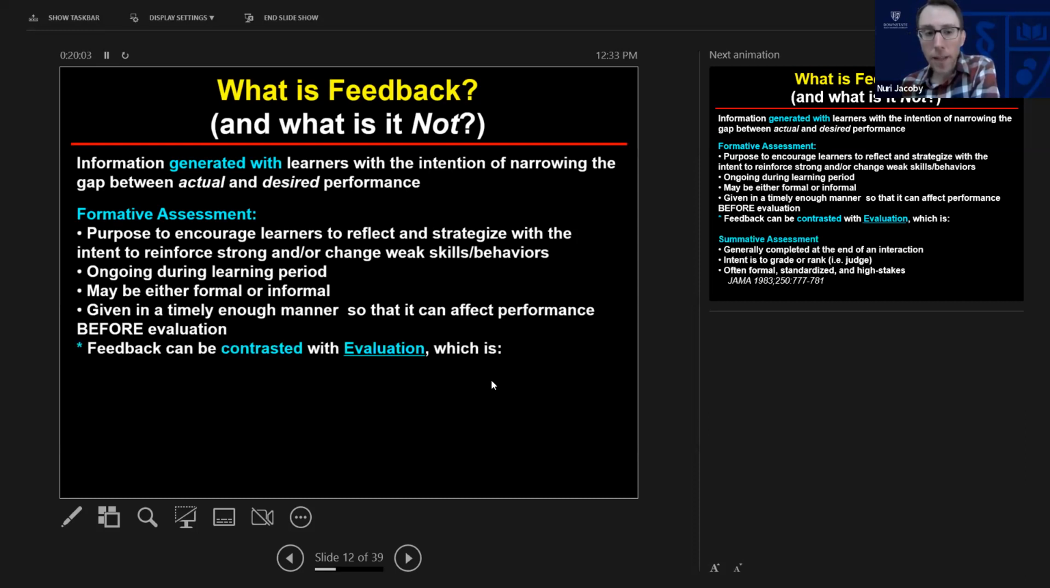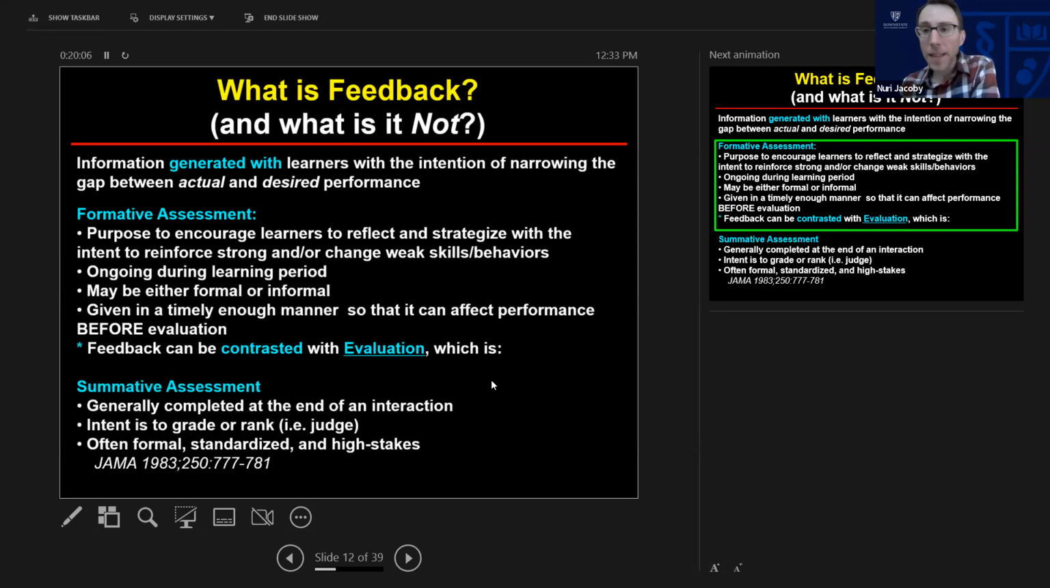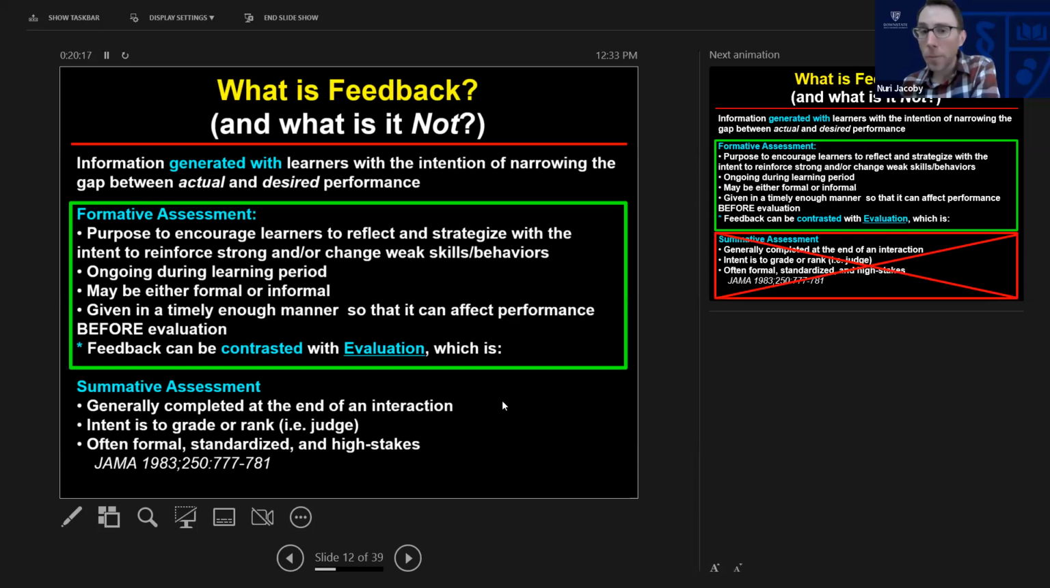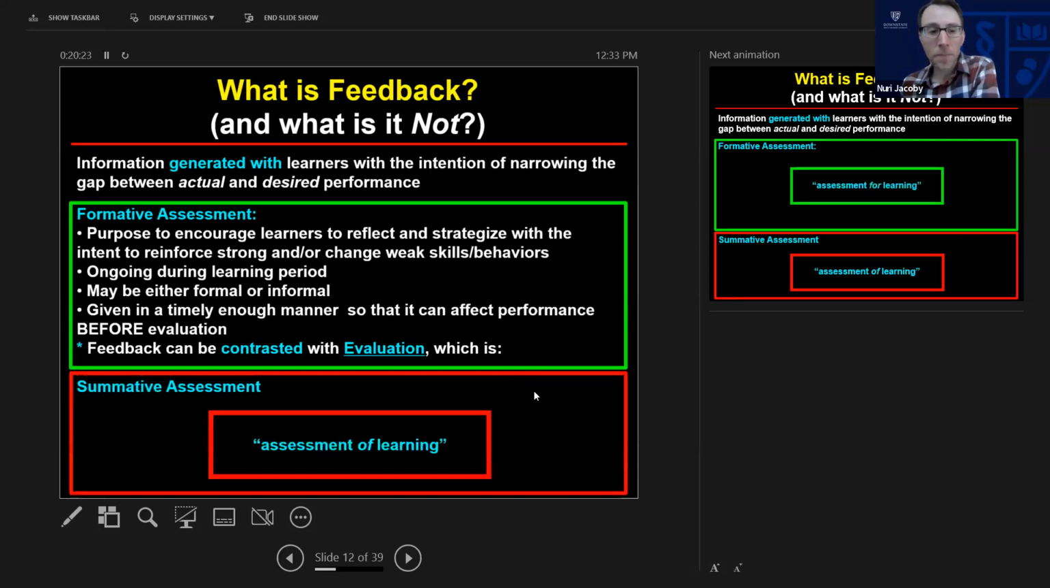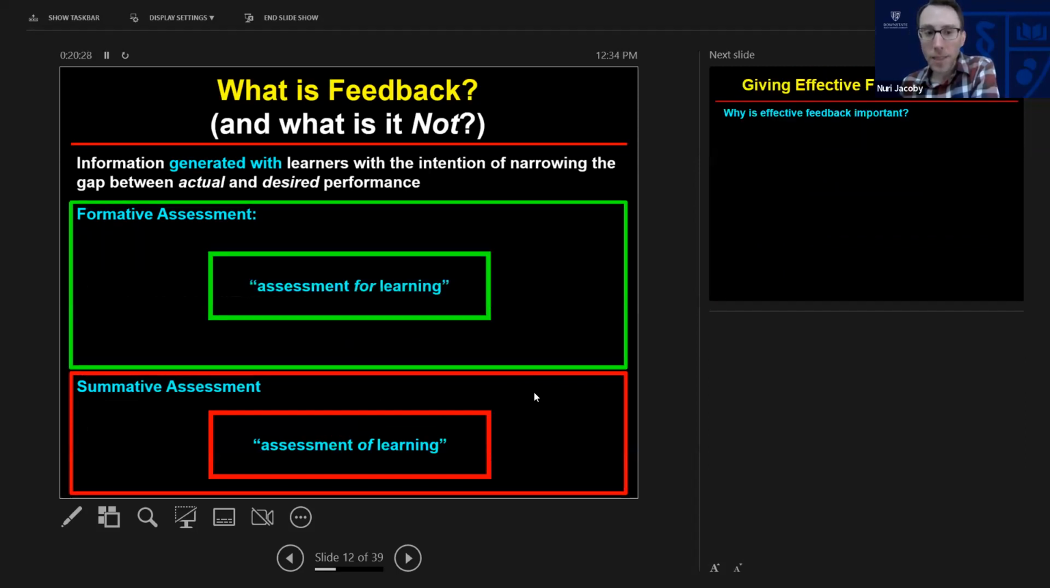So feedback is contrasted with an evaluation, which is a summative assessment. That's at the end, like a quiz or a test. That's meant to be a grade or to rank people. It's often formal, standardized, and high stakes. So a formative assessment is feedback. Feedback is not a summative assessment. Another way to think about it is a summative assessment is an assessment of learning. A formative assessment is an assessment for learning, right? So the OSCEs and the OSTEs that we're going to do in a week and a half, those are formative assessments. It's for all of you to learn. We're not judging. We're not grading you. This is really to learn.